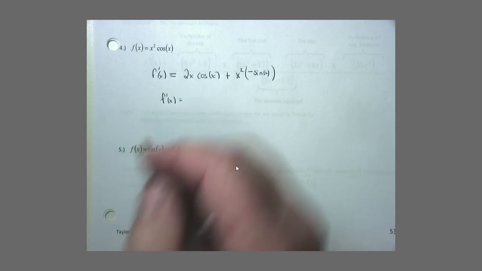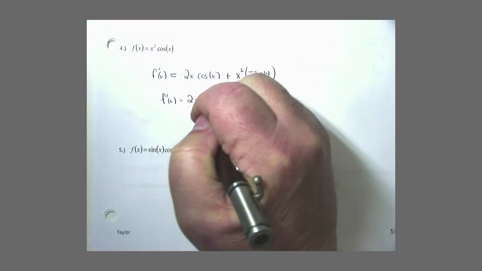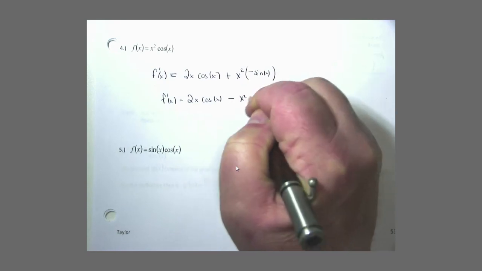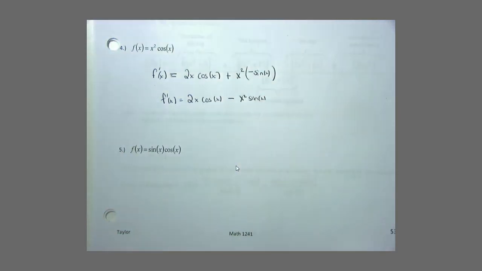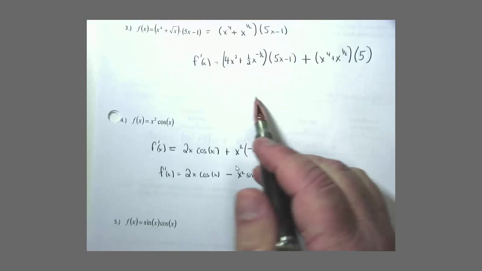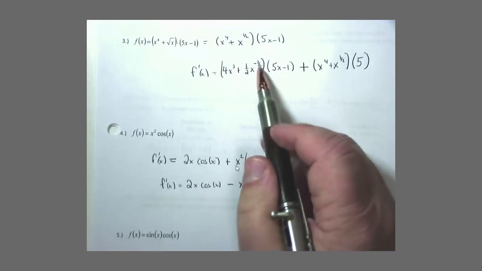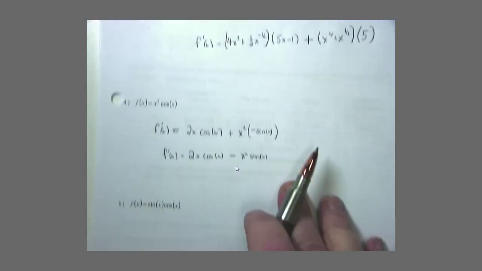What does it really look like? The answer is 2x times the cosine of x minus x squared times sine of x, because a positive times a negative is a negative. I do that kind of cleanup. What I don't want you to do is like this problem up here, folding this mess out. Oh, no, we don't want to see that, because I'm trying to grade your work here.